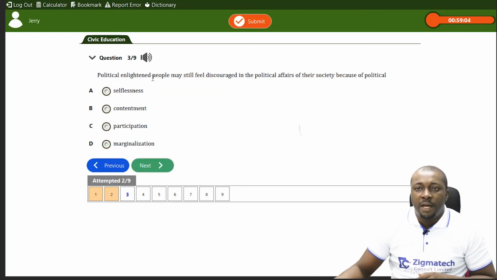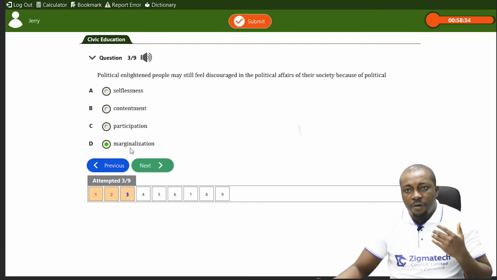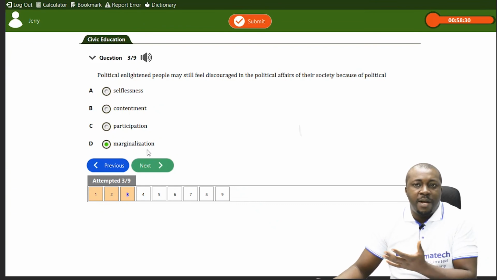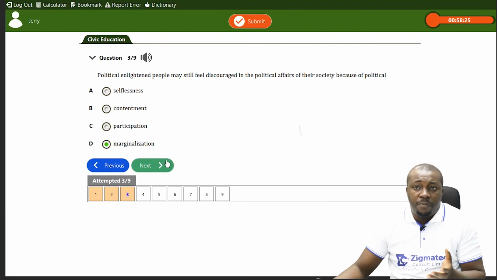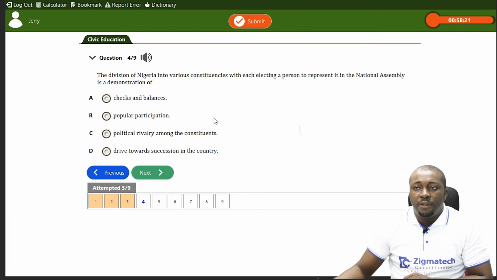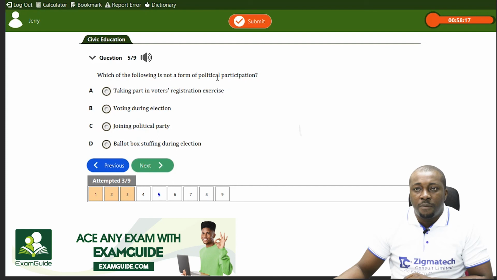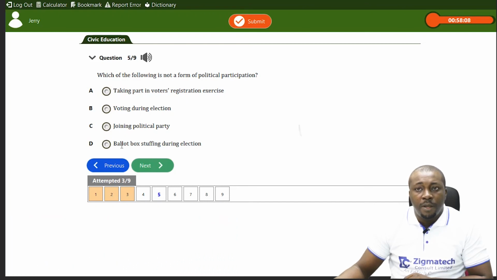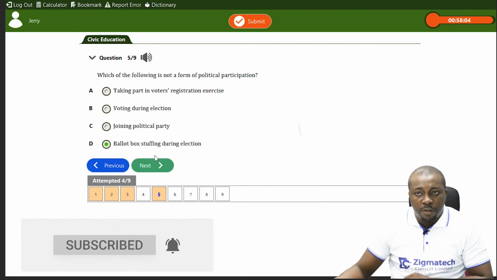Now, politically enlightened people may still feel discouraged in political affairs of their society because of what? Not selflessness. Of course, they can't be discouraged out of selflessness, or because they are contented. If we have political marginalization, ill treatment of a particular group, of course, they can protest their ill treatment by not participating, like what we call boycott in a political process. Now, which of the following is not a form of political participation? Taking part in voters registration exercise is a form. Voting during election is a form. Joining political party is a form. Ballot box stuffing during election is not a form.